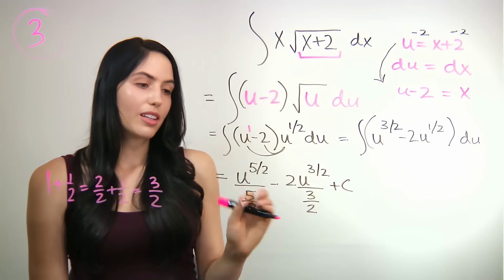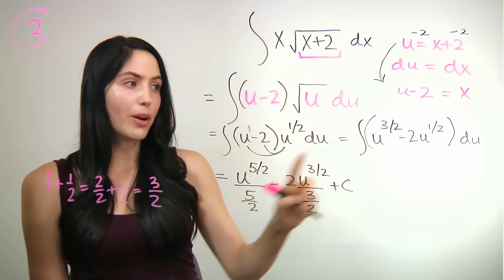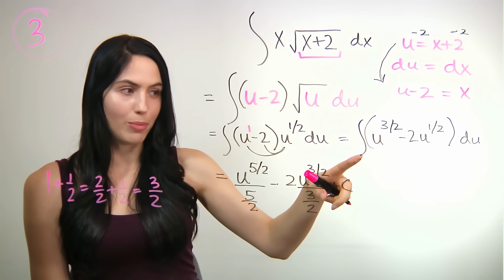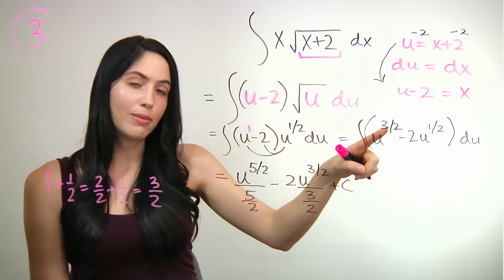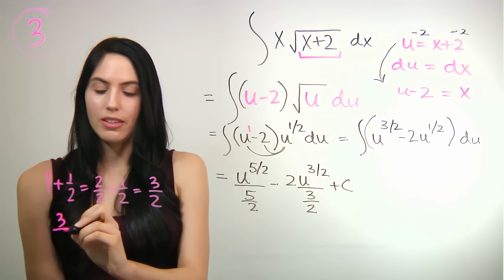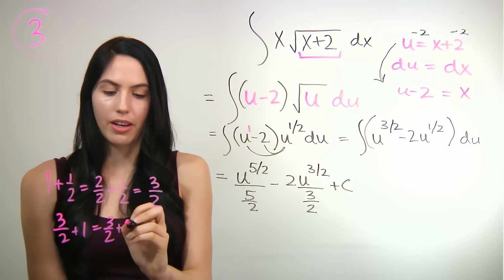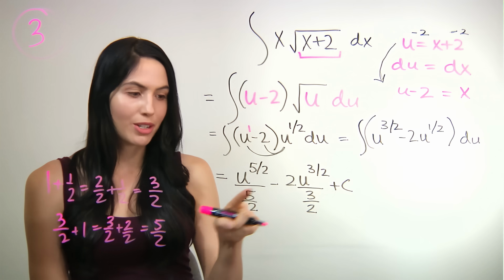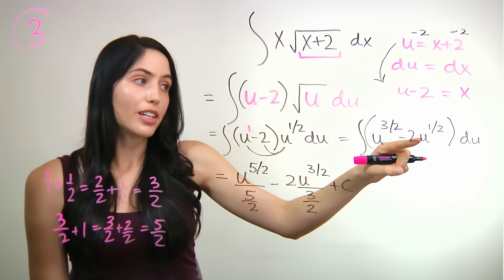When you integrate, you get u to the 5/2 power divided by 5/2. Remember, with the power rule, you raise the power by 1 and divide by that new number. Why is it 5/2? Because 3/2 plus 1, if you do that math and get a common denominator, is 3/2 plus 2/2, which is 5/2. And you divide by the new power. Don't forget that.